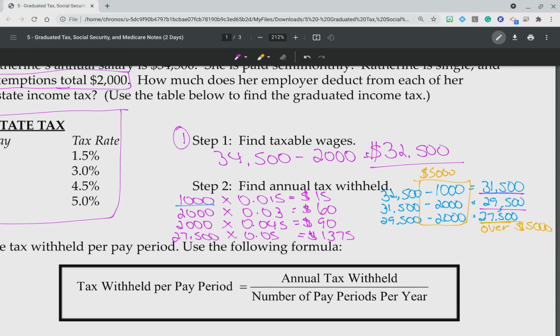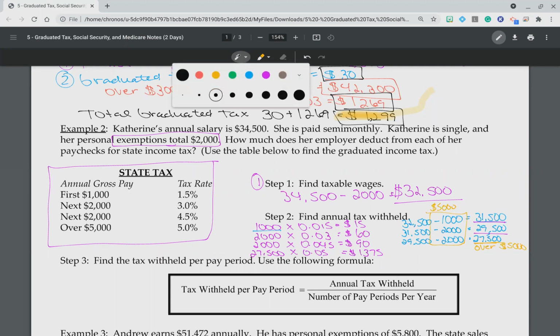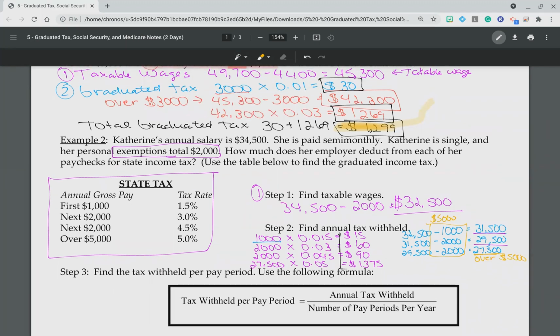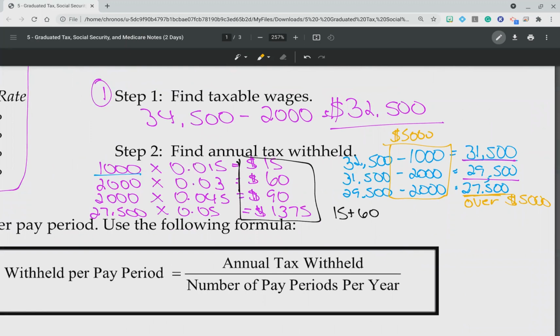Okay, so now to find how much her employer deducts from each of her paychecks for state income taxes, I am going to add all these together. So 15 plus 60 plus 90 plus 1,375. And I get $1,540. But this is annual.